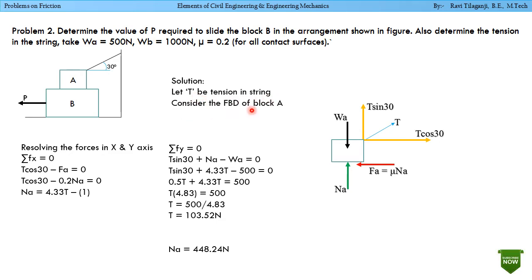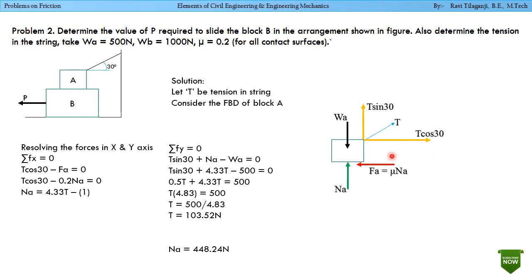Consider the free body diagram of block A. Resolving the forces in x and y axis, summation F of x equals 0, T cos 30 minus Fa. So the free body diagram is on this side. You can see the free body diagram of block A wherein weight WA is acting downward. Reaction from the block B, normal reaction NA we are considering for block A acting upwards, and this is the tension in the string which will try to move the body in the right side direction.